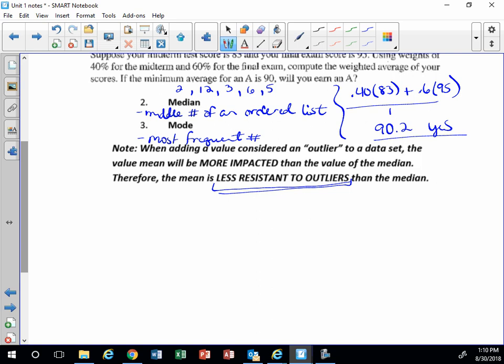Median doesn't really matter because you're putting them in order and then finding the middle number. So if this last number is significantly larger, it's not going to impact the median. Mode, you're just looking for what occurs most frequently. So one outlier is not going to change your mode. Okay, so it's something to be aware of when you are describing the center of your distribution.